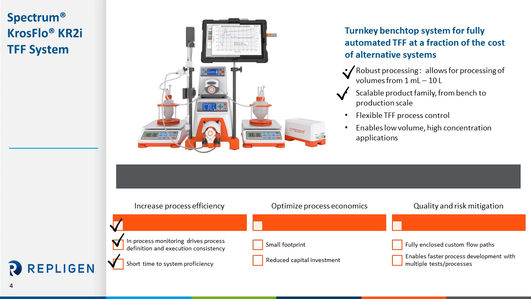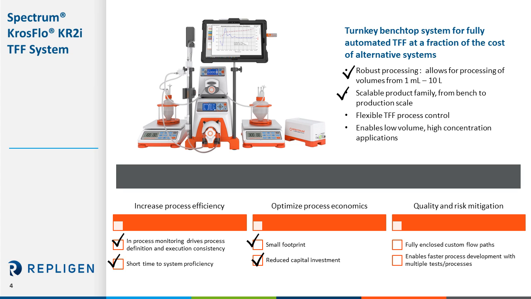Combined with ready-to-use, fully assembled flow path assemblies that contain either Spectrum KrosFlo hollow fibers or Tangenix flat sheet cassettes, setup times between batches or runs are minimized, saving time and increasing process efficiency. The KR2i enables optimal process economics because the system has a small footprint and the price point is at a fraction of the cost of alternative systems.